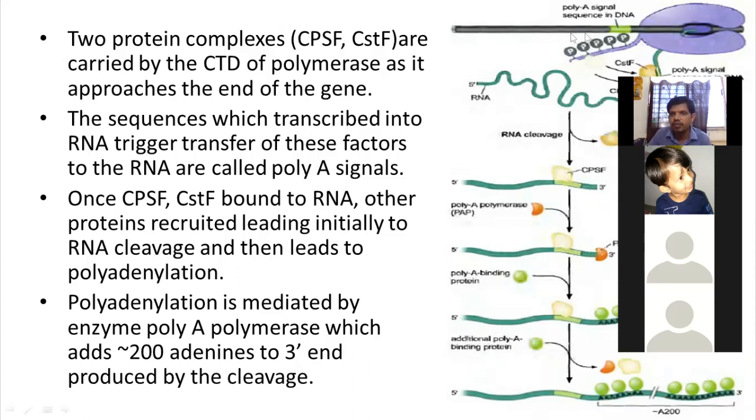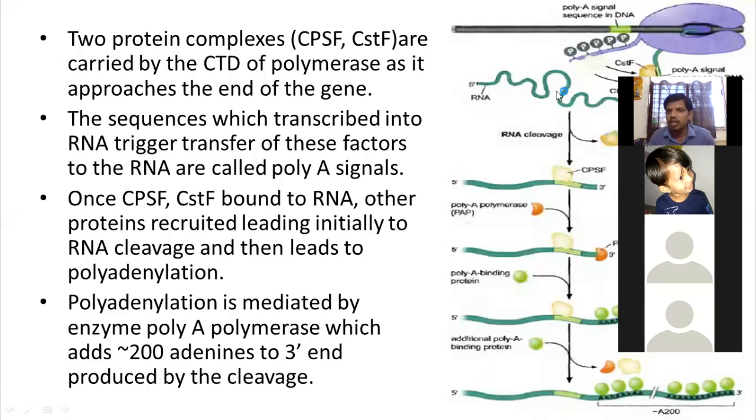Now, within the DNA, if you see particularly here, there are certain sequences called the poly-A signal sequences in DNA, right? Because the mRNA is taking all the complementary sequences from the DNA. It means that these sequences are present within the DNA itself, and they are called poly-A signal sequences. Particularly, these sequences are located in the terminator region of that particular gene. Now, the sequences which are transcribed into the RNA and trigger the transfer of these factors to the RNA are called poly-A signals.